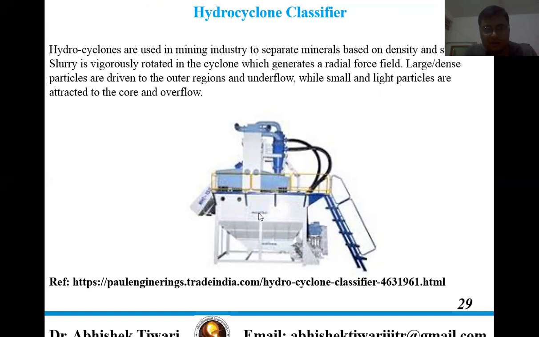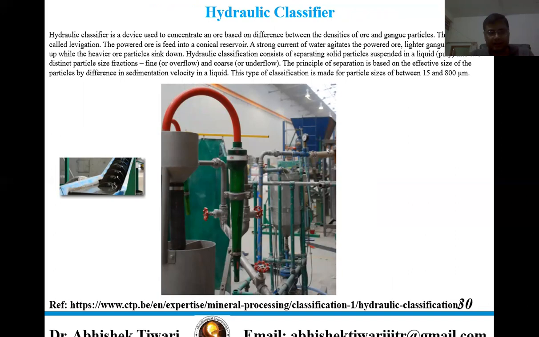Now, hydraulic classifier. A hydraulic classifier is a device used to concentrate an ore based on the difference between densities of ore and gangue particles. The process is called levigation. The powdered ore is fed into a conical reservoir. A strong current of water agitates the powdered ore. Lighter gangue particles rise up, while the heavier ore particles sink down.